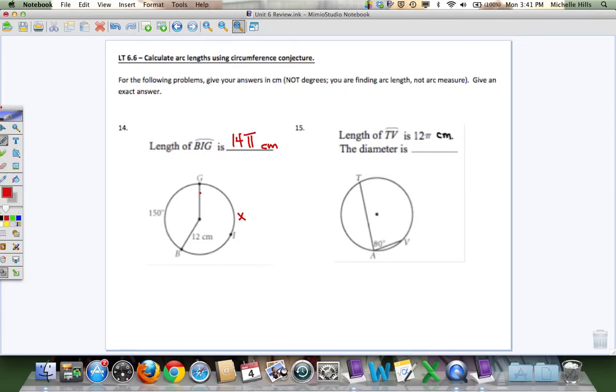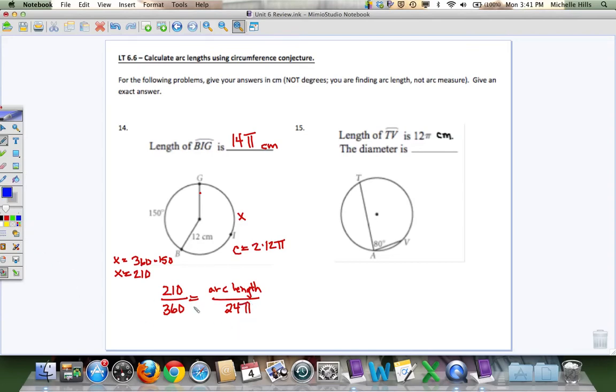I still would need the same to find x. So x is 360 minus 150, which means x is 210 degrees. So arc measure over entire circle measure equals arc length over entire circumference. And I can even show the work up here if I want to. Circumference is 2 times 12 times pi, so over 24 pi.